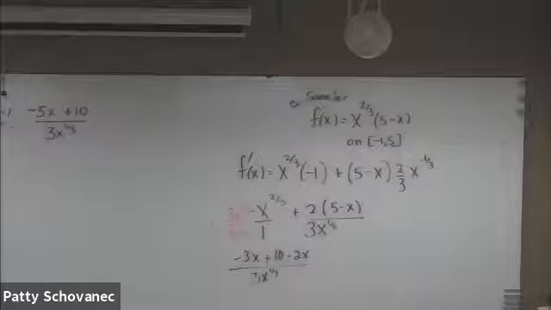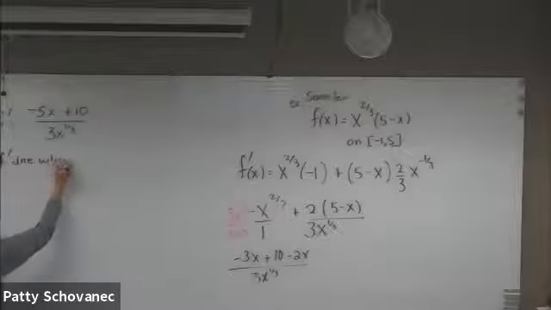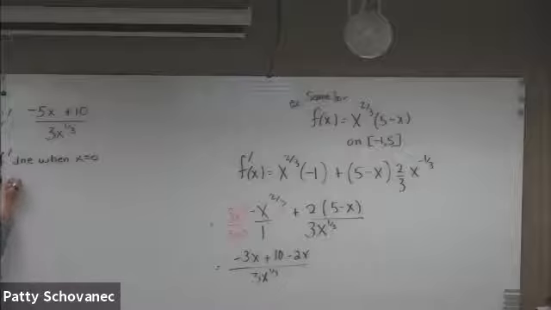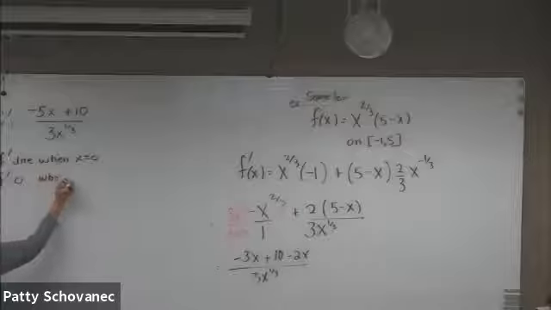I wrote it like that to show you what it looks like when there is a place where the derivative doesn't exist. You get a factor on the bottom, and there's no derivative where that factor is 0. This factor is 0 when x is 0. So f prime does not exist when x is 0. F prime is 0 when the top is 0. What value of x is that?